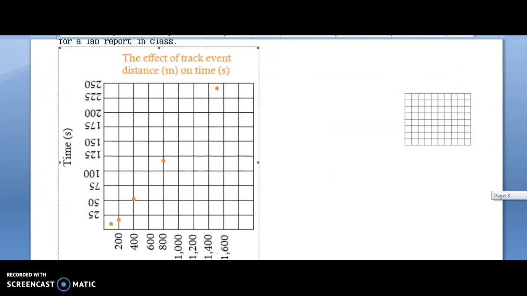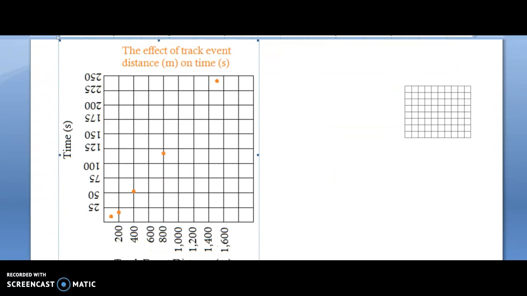And then I graphed it out. And the reason we use a scatter plot is because it's two variables and both of them are number based. Do not connect them because we're not trying to make any conclusions here about the rate or the speed of those runners. We're just showing the relationship between event distance and time.